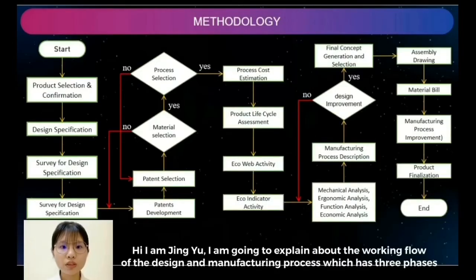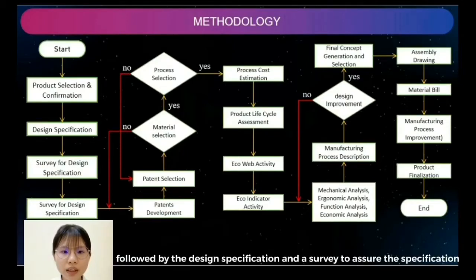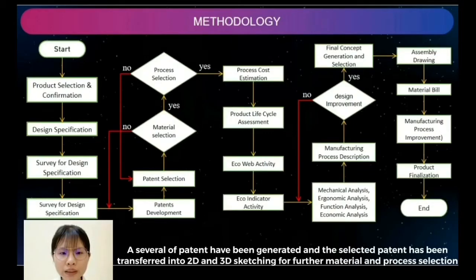Hi, I'm Jingyu and I'm going to explain the working flow of the design and manufacturing process, which consists of three phases. The first phase is the decision phase, which started with the product selection, and the smart dustbin has been chosen as our product, followed by the design specification and a survey to assure the specification. A thorough pattern has been generated and the selected pattern has been transferred into 2D and 3D sketching for further material and process selection.